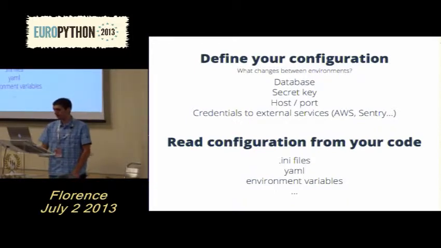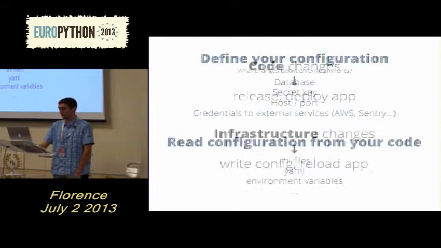So instead, what we should do is clearly identify what's configuration in our app, like what changes between different environments. Obviously the database, secret keys, various credentials that change between development and production. So we identify these variables and we expose them in a configuration file, and then we read them from the configuration files. So this could be any format that you like.